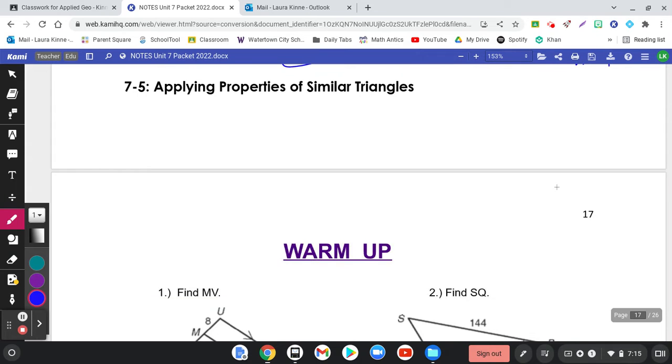Hi everybody, today we're going to talk about section 7.5, which is applying properties of similar triangles. A little bit more practice with what we've been working on. I know some of the quiz questions gave you guys some trouble, so hopefully today we'll clear that up.